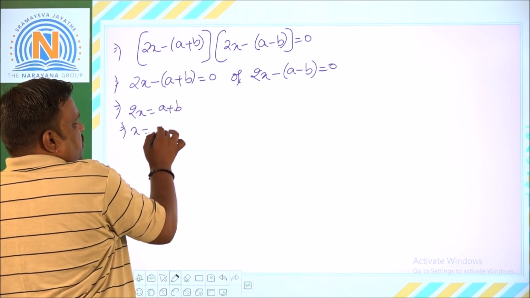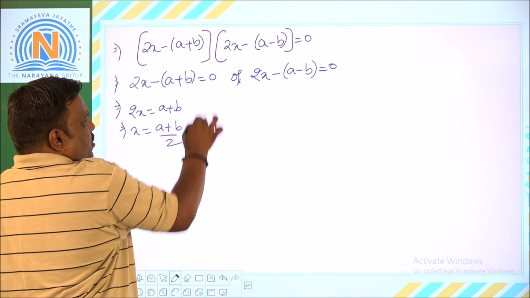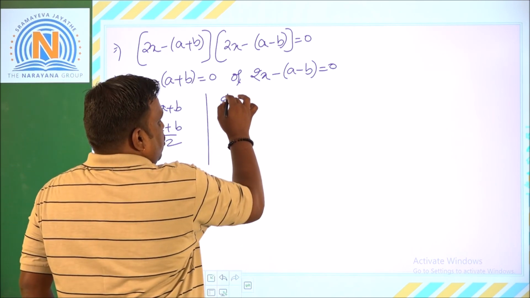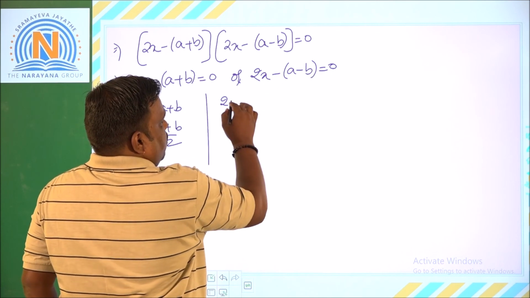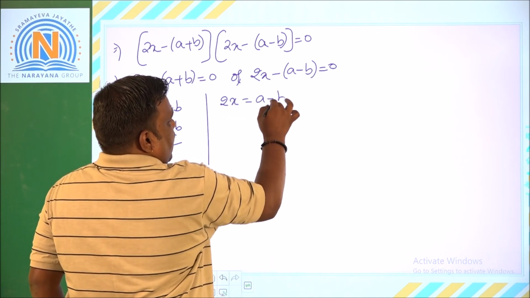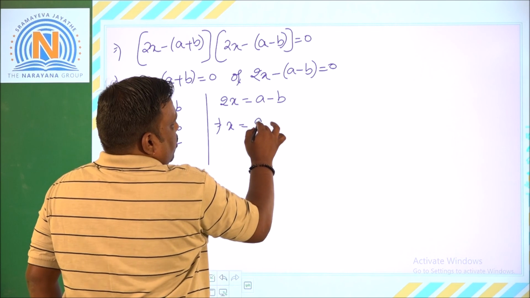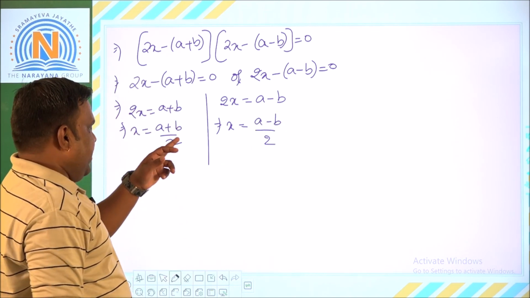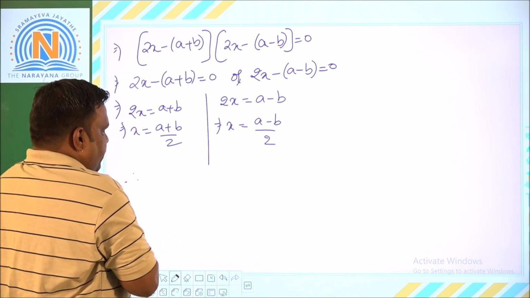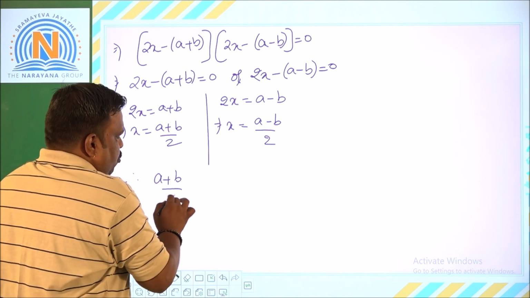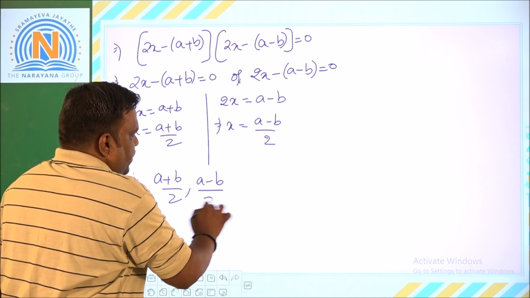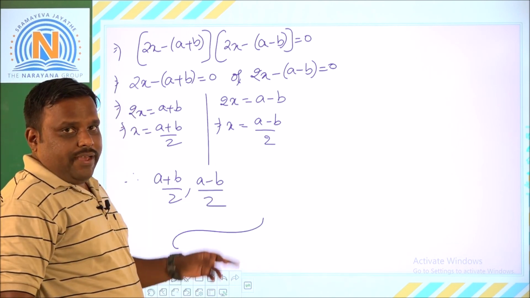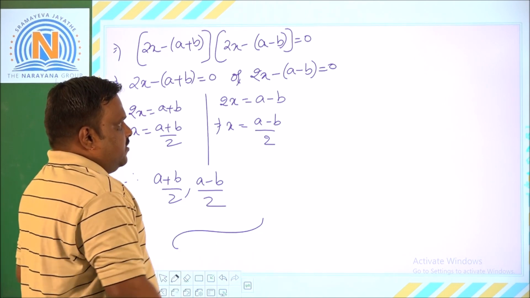From here, x is equal to a plus b by 2. In the similar manner, 2x minus of a minus b is equal to 0. So 2x is equal to a minus b. From here, x is equal to a minus b by 2. So we got the two values of x. Therefore, the two values of x are a plus b by 2, comma a minus b by 2. So this is how we are going to find out values of x by factorization method. This completes this question. Thank you.